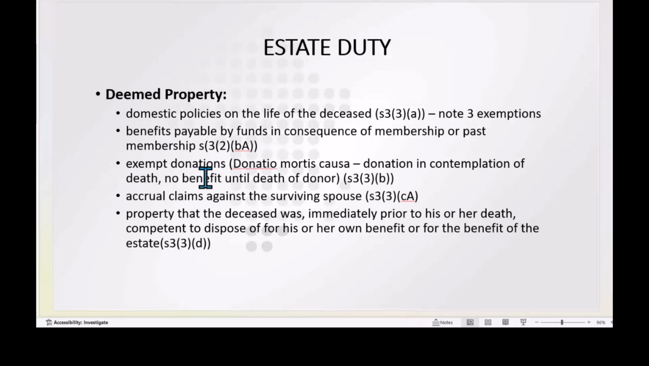Then any accrual claims against the surviving spouse will also form part of your deemed property. Any property that the deceased was, immediately prior to his death, competent to dispose of for his or her own benefit or for the benefit of the estate. So if you see that you are unwell and you decide that, okay, I'm going to start selling off my assets so that by the time I actually die, the assets are not in my estate anymore, that will also be deemed to be still your property as well.